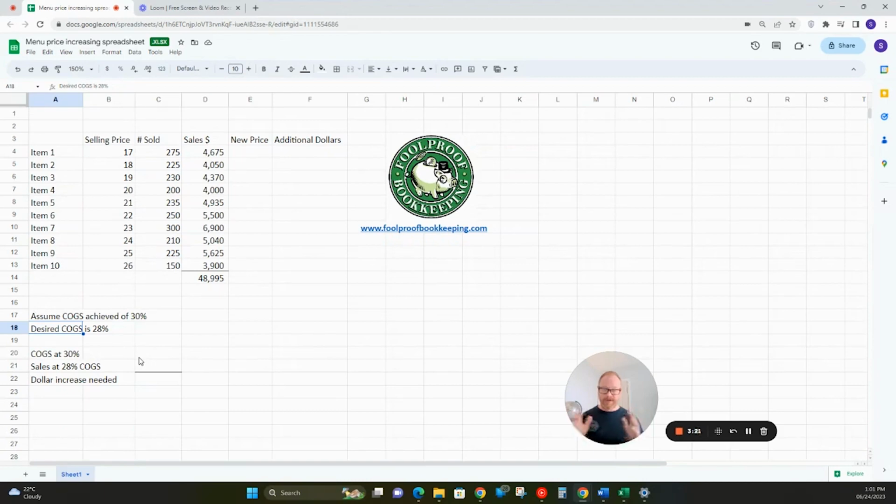Again, you might be doing it for any number of reasons. I'm just focusing on this one for our example. You could be doing it for labor as well. So you probably already know, if we're talking about cost of goods, how much you spent in that period that we're evaluating.